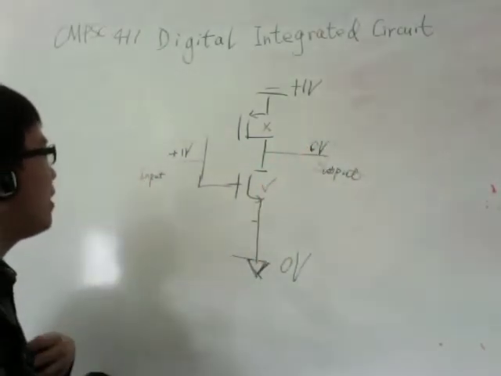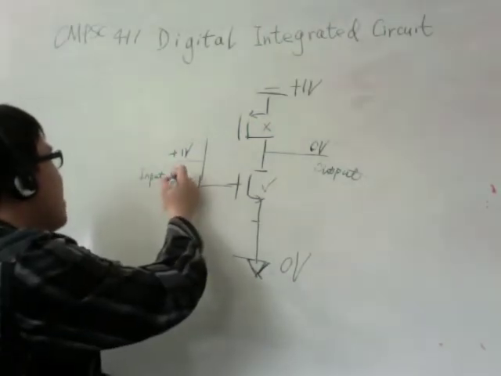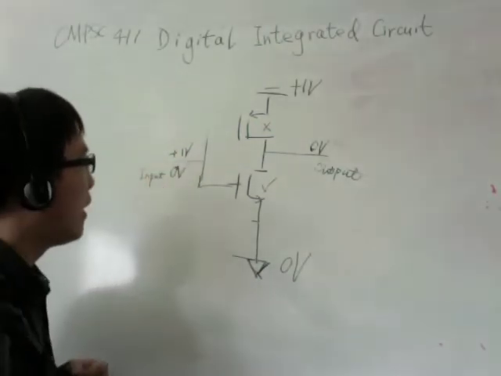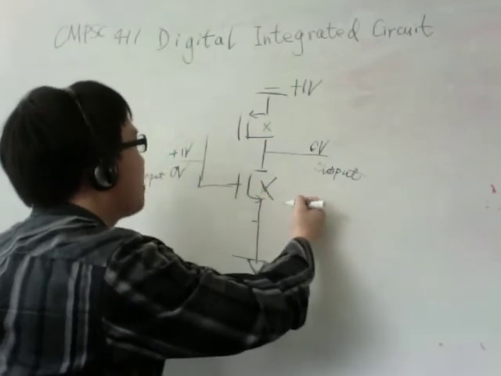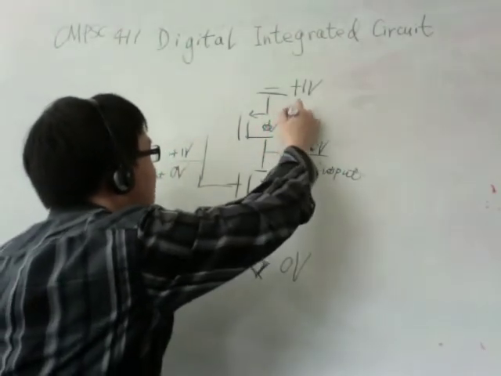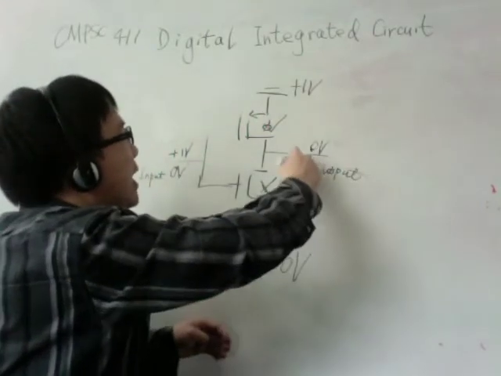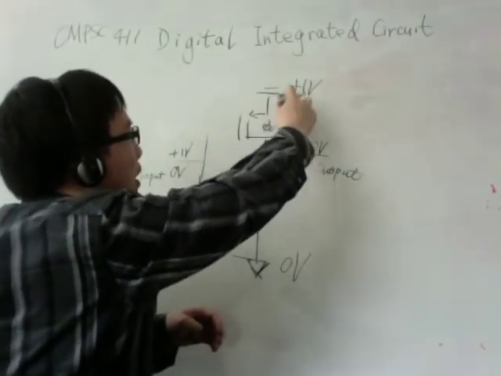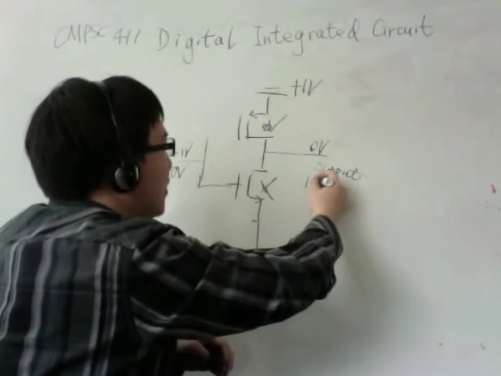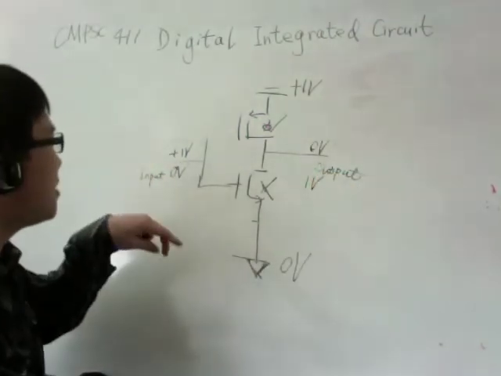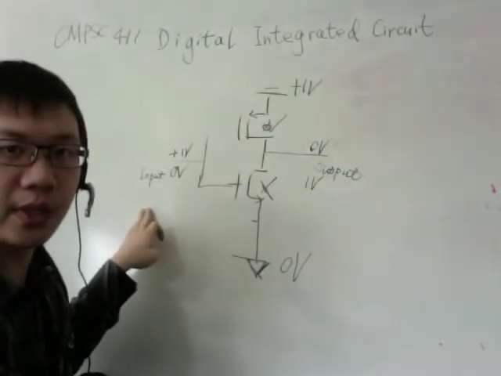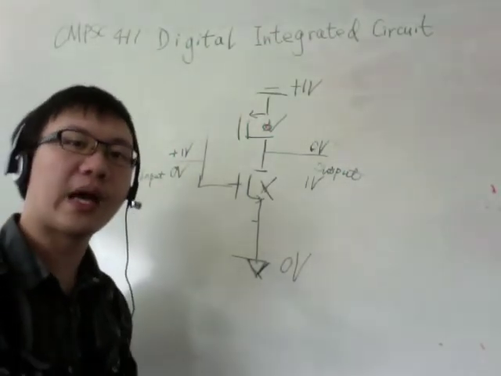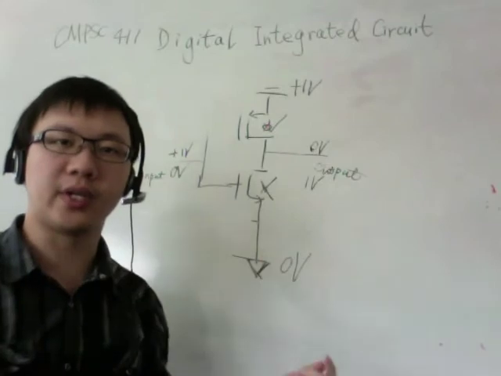On the other hand, when you apply 0 volts on the input, the lower transistor is turned off and the upper transistor is turned on. Then the output is connected to the 1 volt. Now you have an output of 1 volt. You can see the output is actually the opposite of the input. That's the fundamental element in circuit design.